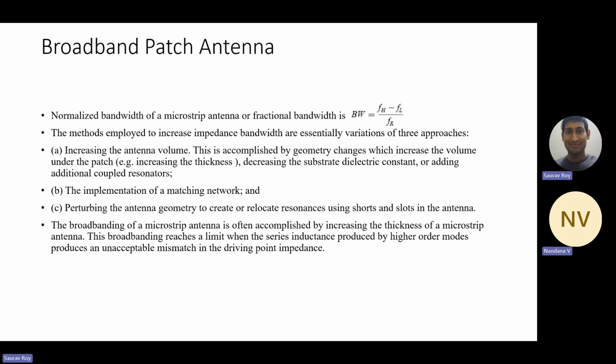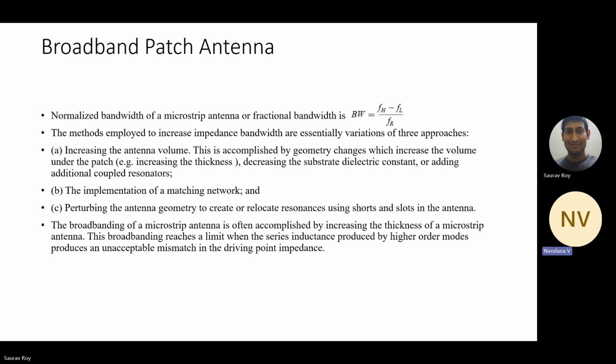And there are problems, because whenever you increase the thickness, the inductance increases. Many times you have to feed these with a probe, coaxial feeding. If you increase this gap, the length of the probe increases, and that increases the inductance. So that is one problem, and we have to somehow manage that. Let's see what other things people have used.